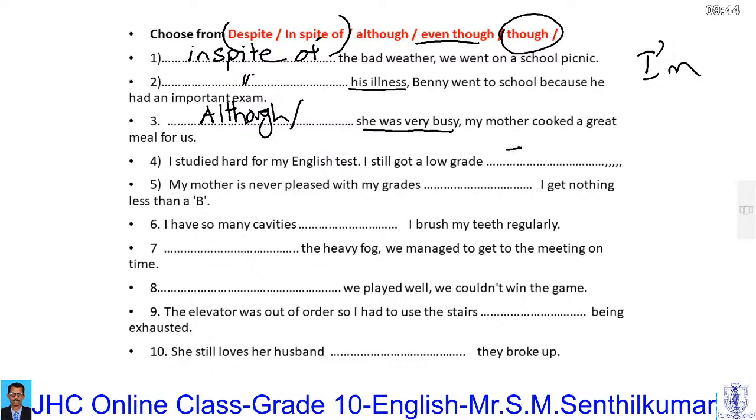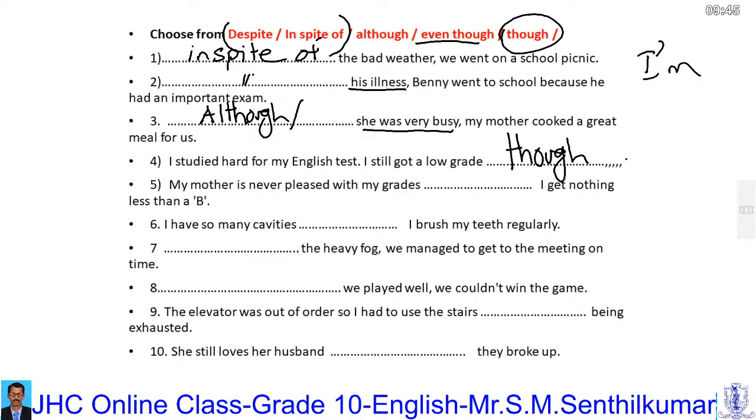Look here, though is an exception, keep that in your mind. Though can be used at the end of the sentence. Although and even though can't be used at the end of the sentence. Only though can be used in three positions. Clear? Next one.